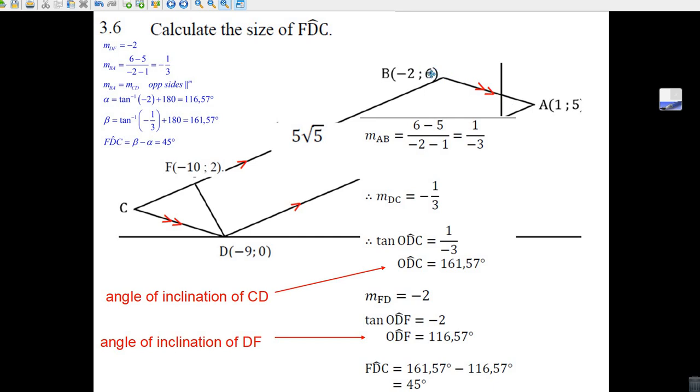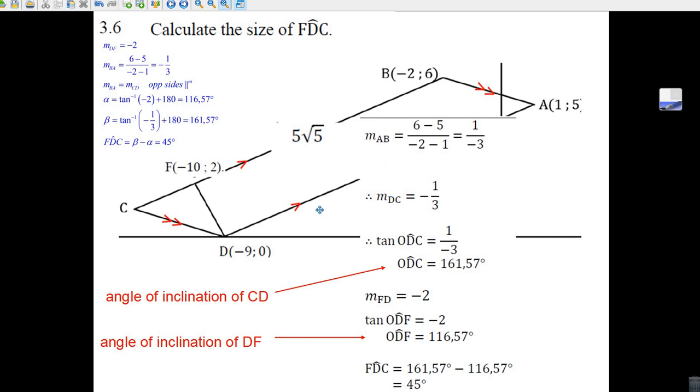So let's see here. You go 6 minus 5 over minus 2 minus 1, and you get 1 over minus 3, negative 1/3. But therefore, DC must have a gradient of minus 1/3. I'm not quite sure why they should have said that, because AB is parallel to BC anyways, but that's pretty self-evident, I guess. That's what makes the gradients the same, because the lines are parallel.